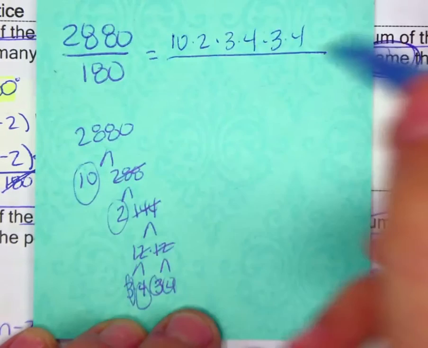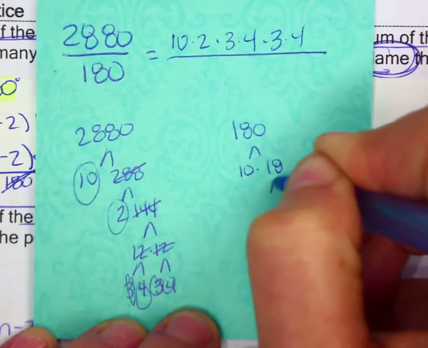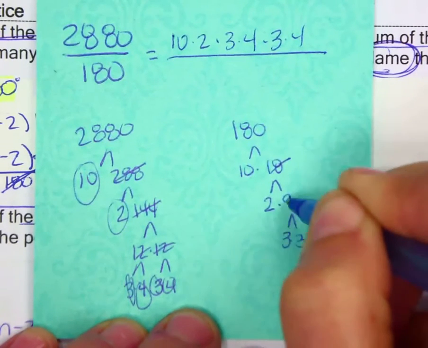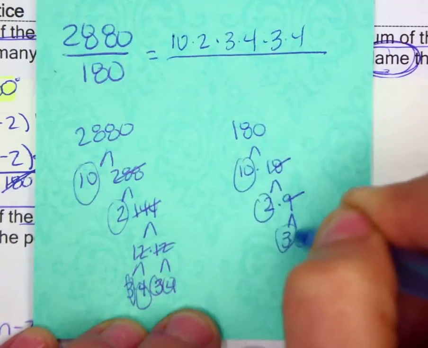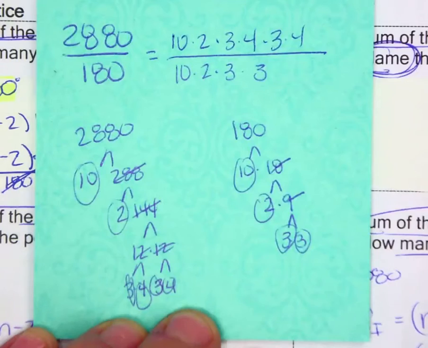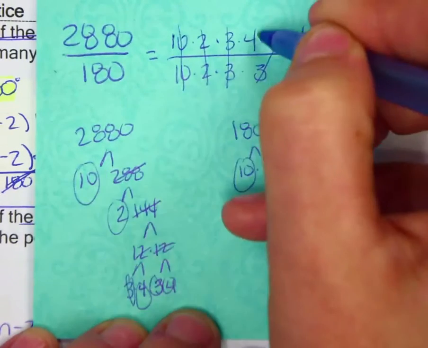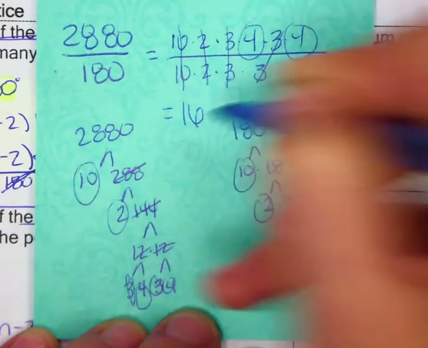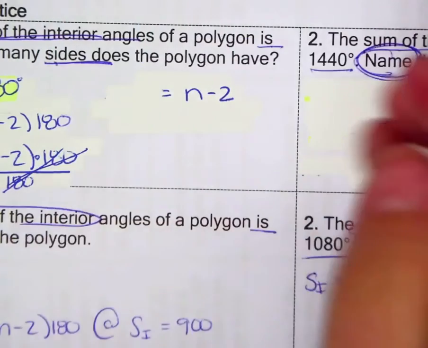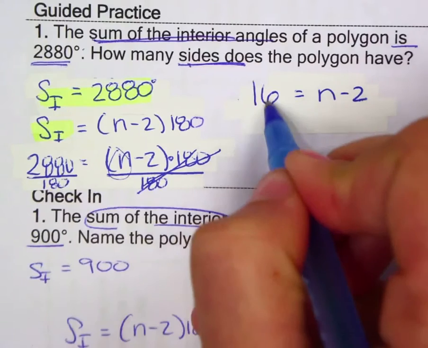Okay, so now let's reduce 180. 180 is 10 times 18. 18 is 2 times 9. And 9 is 3 times 3. So 10 times 2 times 3 times 3. Then anything divided by itself is 1. And you're left with 4 times 4, which is 16. So it's just a different way of reducing really big fractions. So 2,880 divided by 180 is 16.